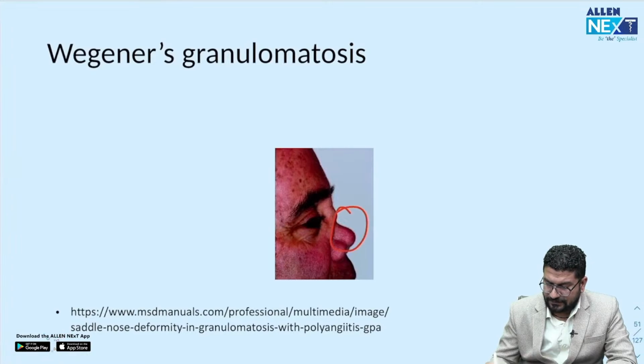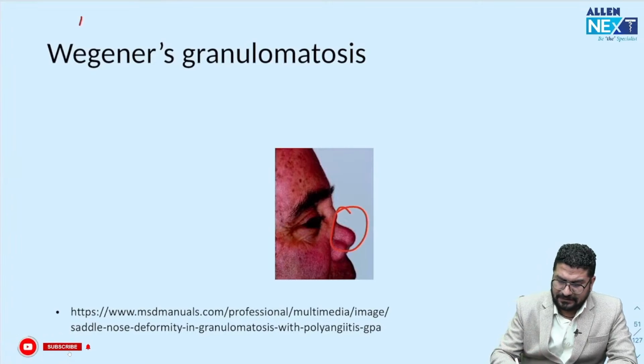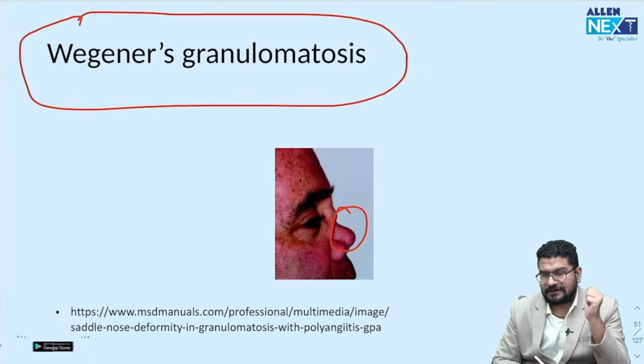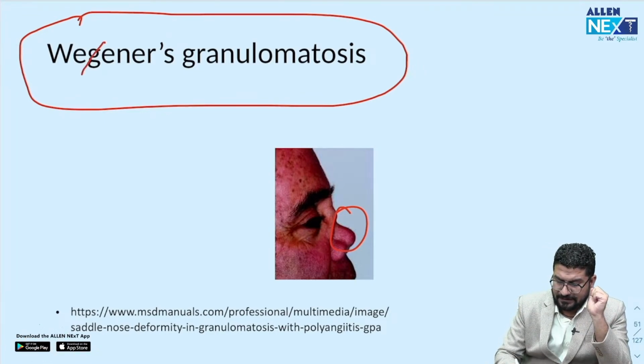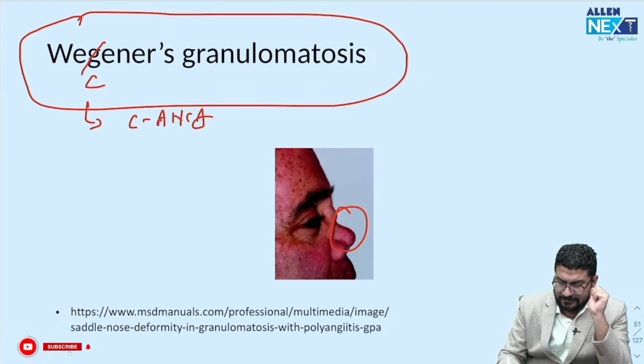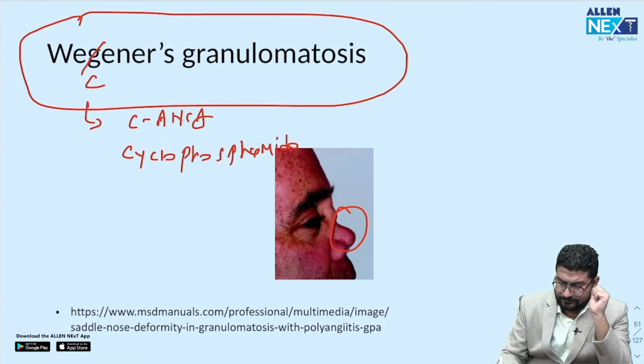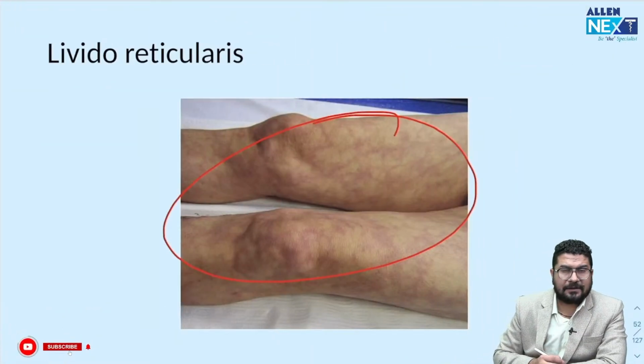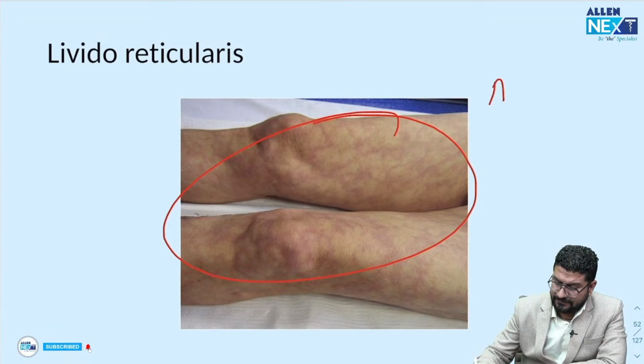Then you can see saddle nose deformity in granulomatosis with polyangiitis. Just remember, they can ask you like nasal carriers of Staphylococcus aureus will have a higher relapse rate of Wegener granulomatosis. So here you will find C-ANCA and C4. The drug of choice in this condition will be cyclophosphamide. Cyclophosphamide.